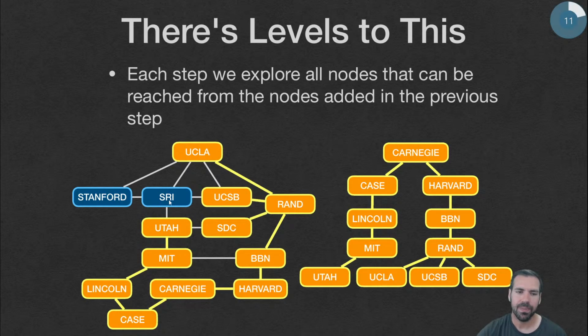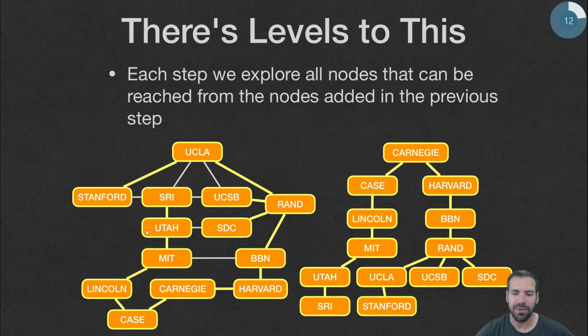BBN does find Rand though, and then MIT finds Utah, Rand finds all three of these. Utah is going to find SRI. Any one of these three nodes could find SRI. I chose Utah for the slides, and UCLA is the only one that can find Stanford. So there's a decent number of edges that we did not use in this run, that don't show up in this second graph.